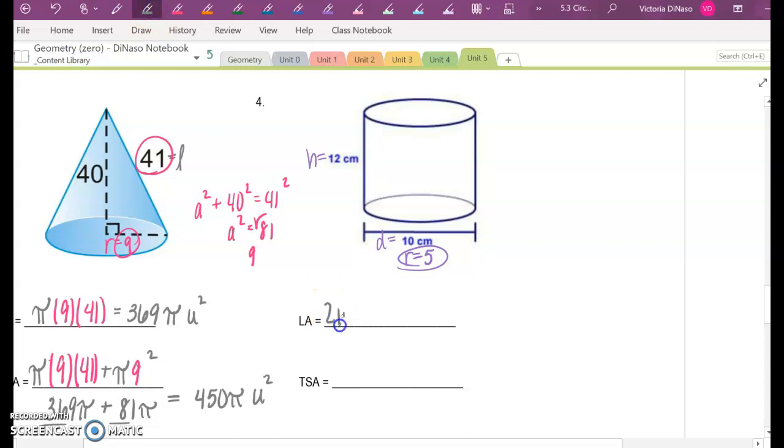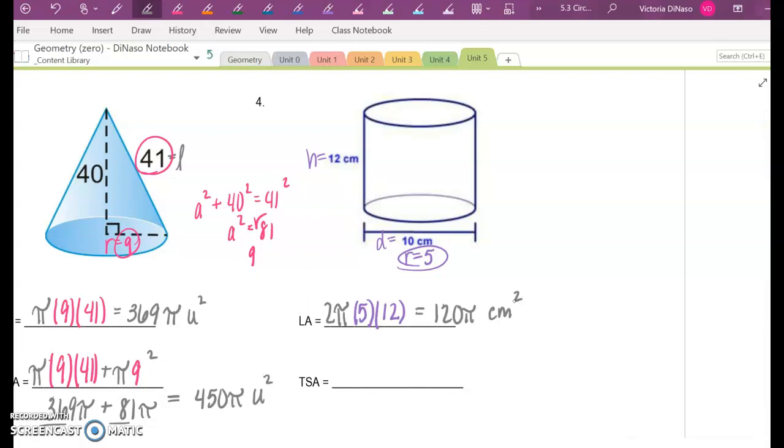So we're going to set up 2 pi, and then we have our radius, which is 5, and then we have this height, which is 12. So in our calculators, you're typing in 2 times 5 times 12. We get 120 pi, and then centimeters squared. So you're just putting pi at the end. Pi has to be part of your final answer in order to get the question correct.